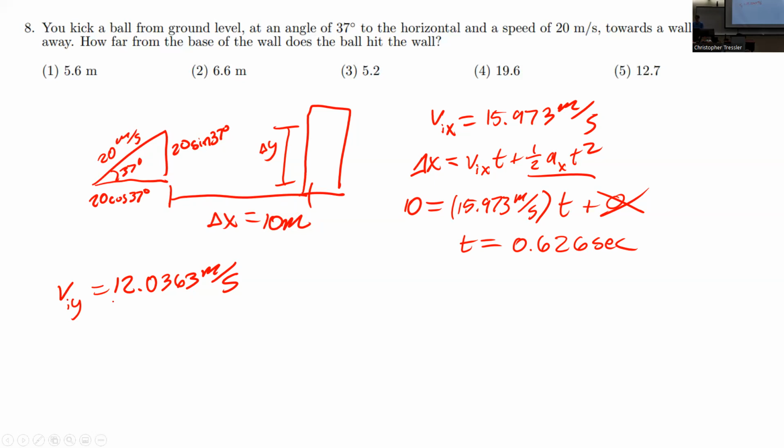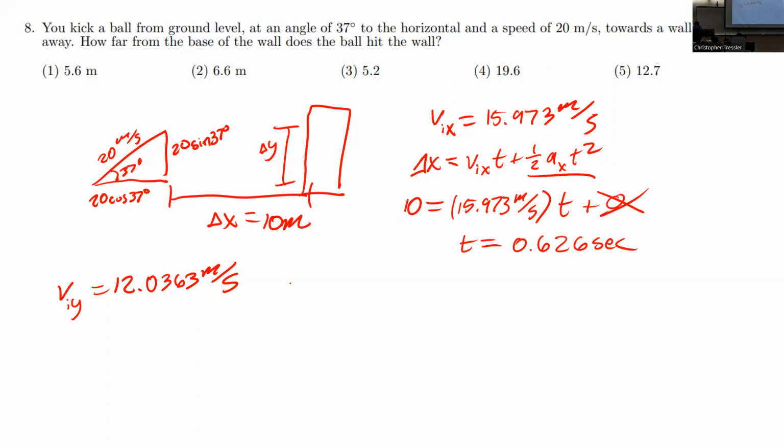Now, let me think about this for a second. What do we need? We need to go a certain amount of time. Now, we could say, what are we looking for? We're looking for a change in Y. So what equation has a change in distance and also has a time and an initial velocity and an acceleration? Yeah, it's the same one just for Y now.